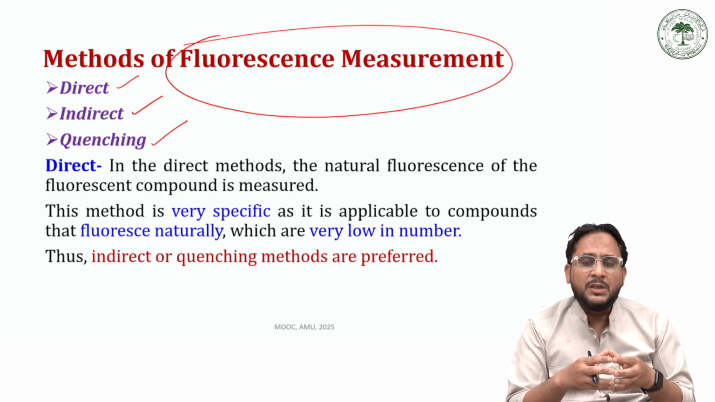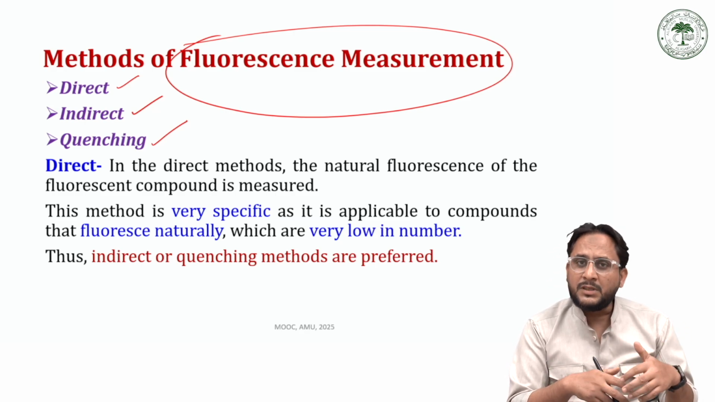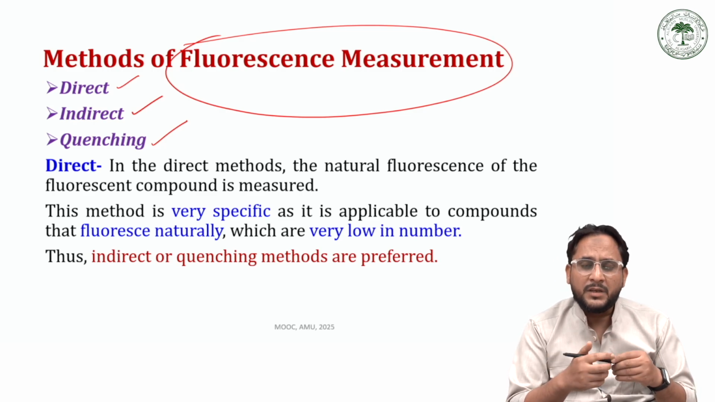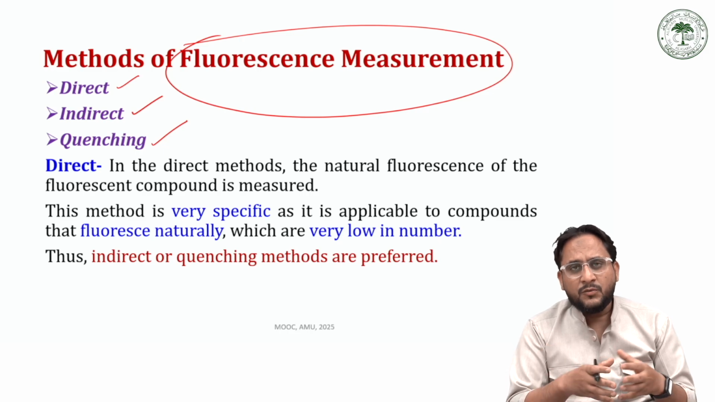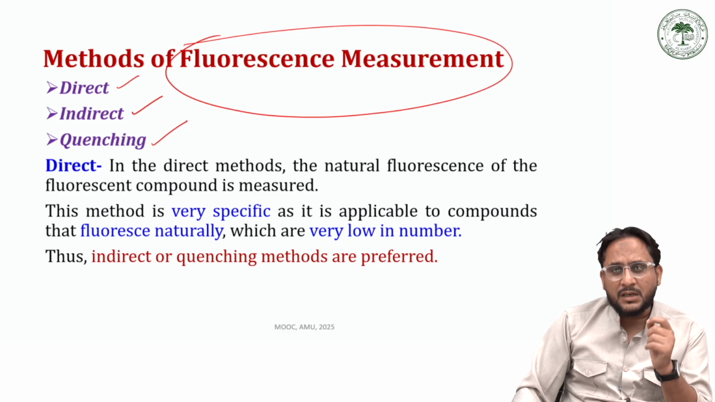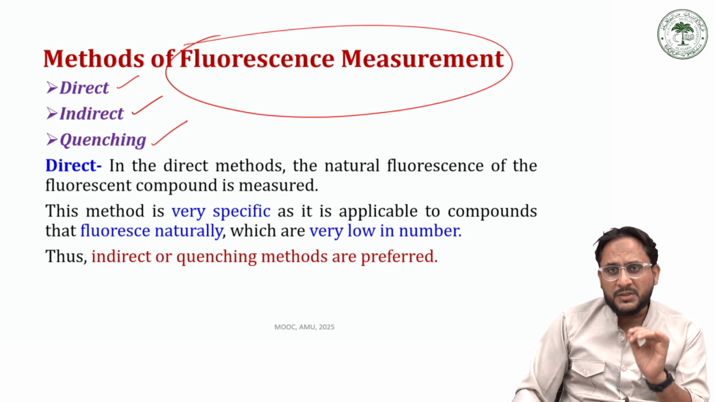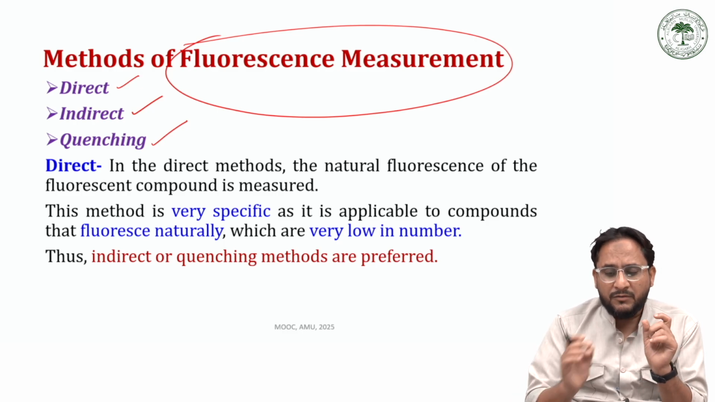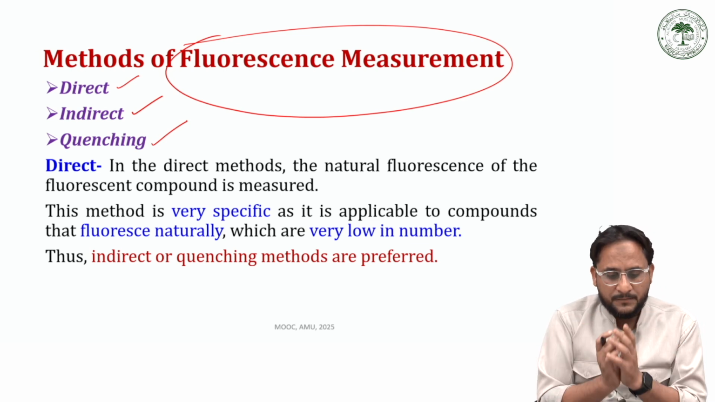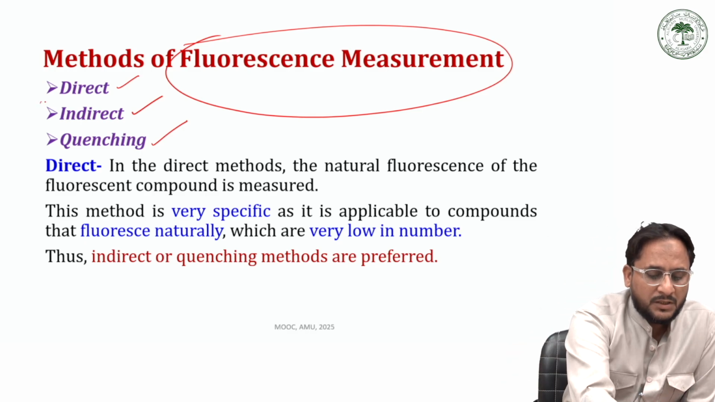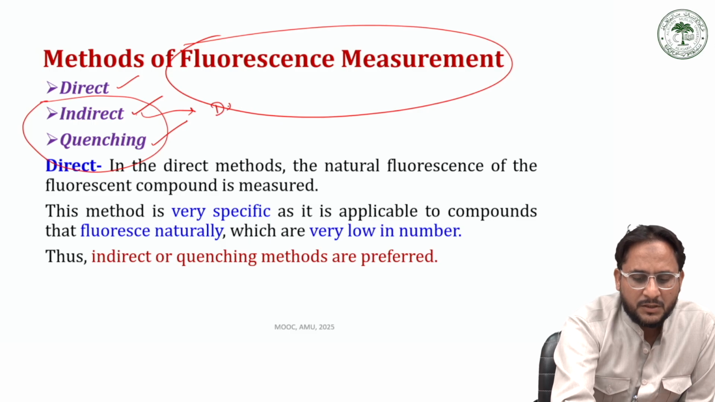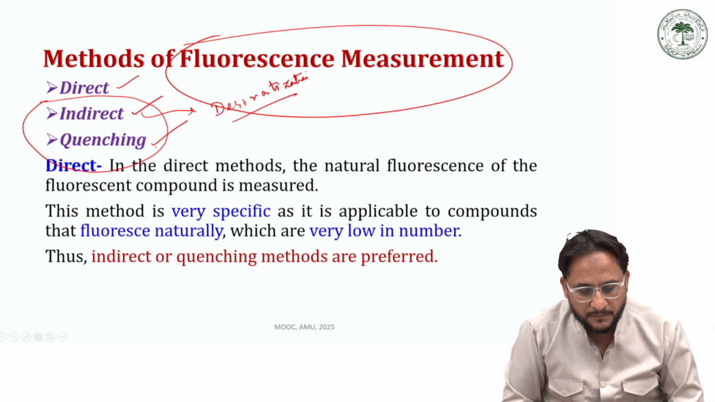So the compounds which are naturally fluorescent, like fluorescein, luminol, rhodamine, and coumarin, are naturally fluorescent, so we can identify these compounds only, and therefore direct methods are the most sensitive methods. They are very specific methods that can be applied to a very small fraction of molecules, because the majority of molecules do not fluoresce, and therefore two other methods have been developed, called the indirect method, also known as the derivatization method, and then we have quenching methods.